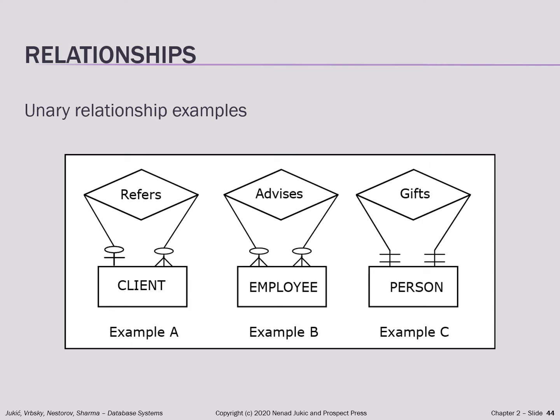Let's interpret them. The first relationship, example A, states the following. Each client can refer between 0 and many clients. Each client is referred by 0 or 1 clients. Example B, each employee advises between 0 and many employees. Each employee is advised by between 0 and many employees. And finally, the third example is the example of Secret Santa. Each person gifts exactly one person. Each person gets a gift from exactly one person.